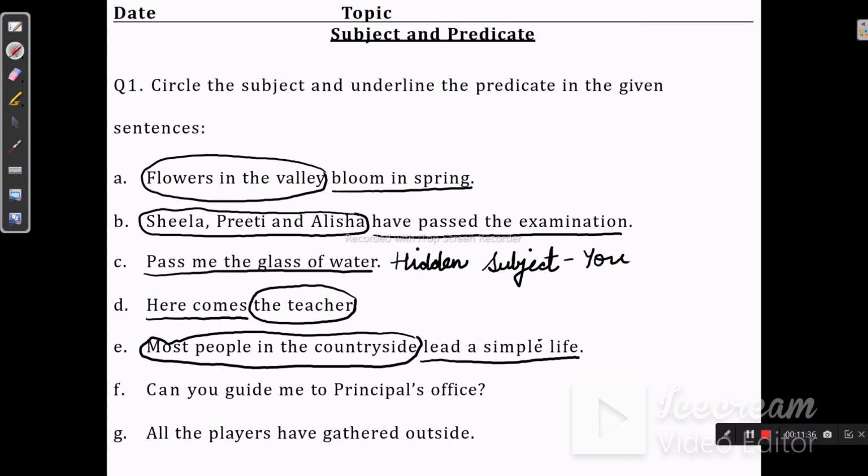F part. Can you guide me to principal's office? So you is the subject here. And can guide me to principal's office is the predicate, right?